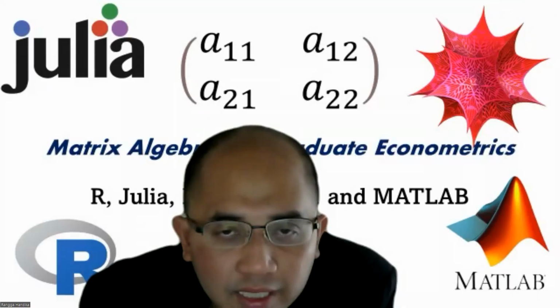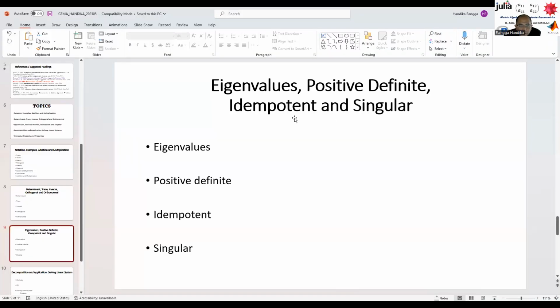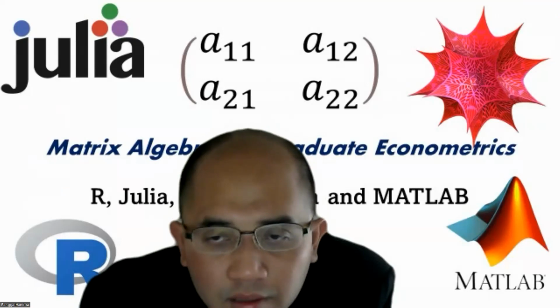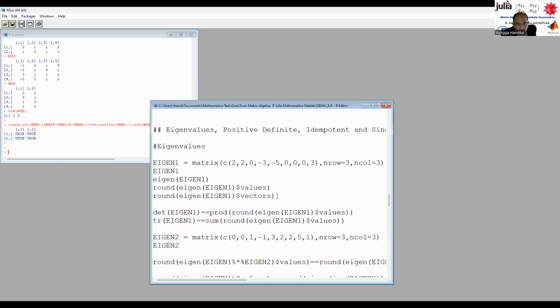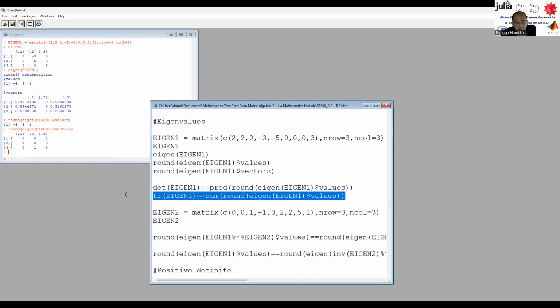Okay, so let's go to the next. The next is eigenvalue, positive definite, independent, and singular. So let's start with the explanation in R. Eigenvalue, R has the system like eigen, and then there are sub-factors, values and vectors. So you can check the determinant equals the product of all eigenvalues, and the trace of a matrix will be equal to the sum of the eigenvalues.